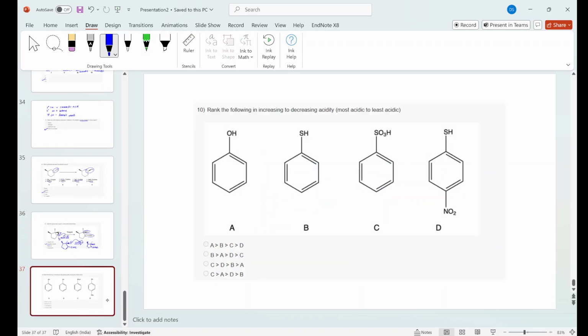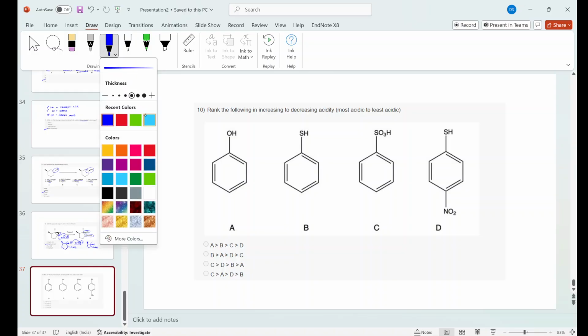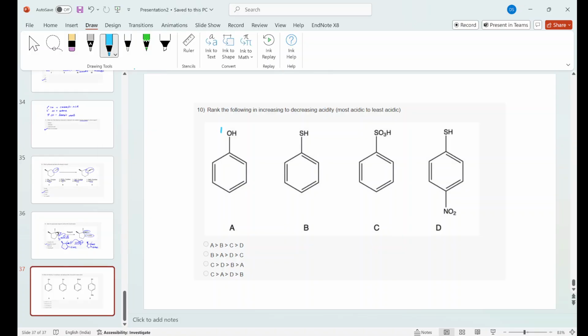Right. Next question, rank the following in increasing to decreasing acidity. Most acidic to least acidic. Now just check what functional groups are present. OH, then SH, SO3H, and again SH. So among these four, you can see sulfonic acid. They are much more acidic, right?